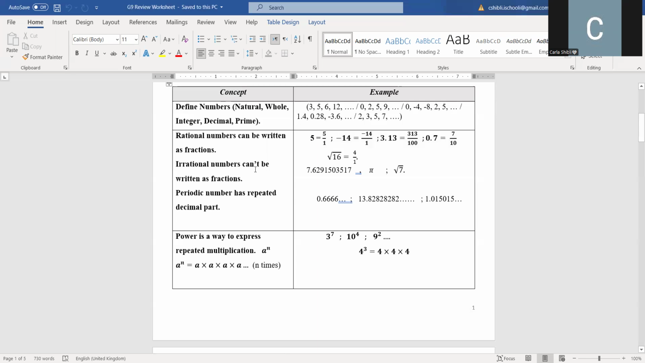Irrational numbers are numbers that can never be written as fractions, like the pi in math, which we use in circles, which is 3.14, etc. It cannot be written as a fraction, or radical 7. A periodic number has repeated decimal parts in it, like 0.666, etc., 13.8282. These are periodic numbers.